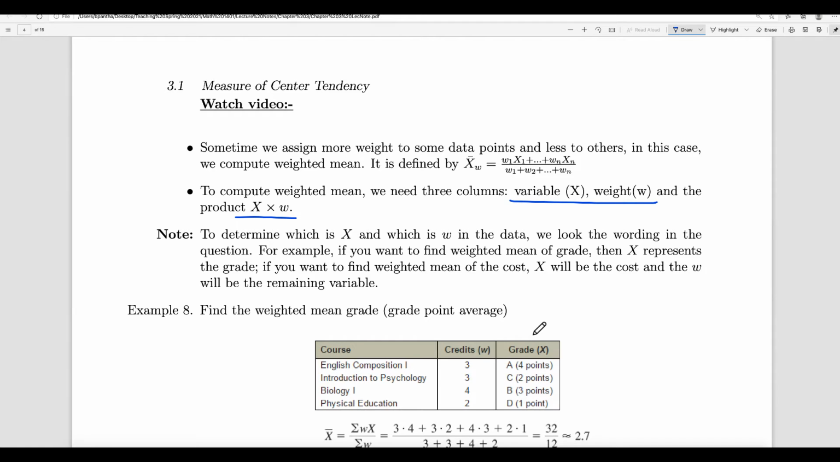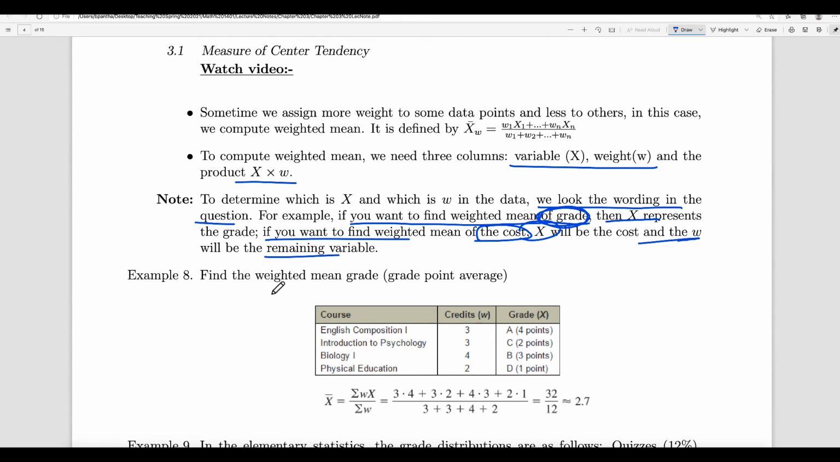So you will have to figure out which one is x, which one is w. Okay, so the idea is this. You should look at the wording of the question. For example, if you want to find the weighted mean of the grade, if it says find the weighted mean of the grade, then that grade must be x. Okay, then x represents the grade. If you want to find the weighted mean of the cost, it says find the weighted mean of the cost. In that case, x will be the cost, then the other column will be the weights. Okay, the other column will be the weights.